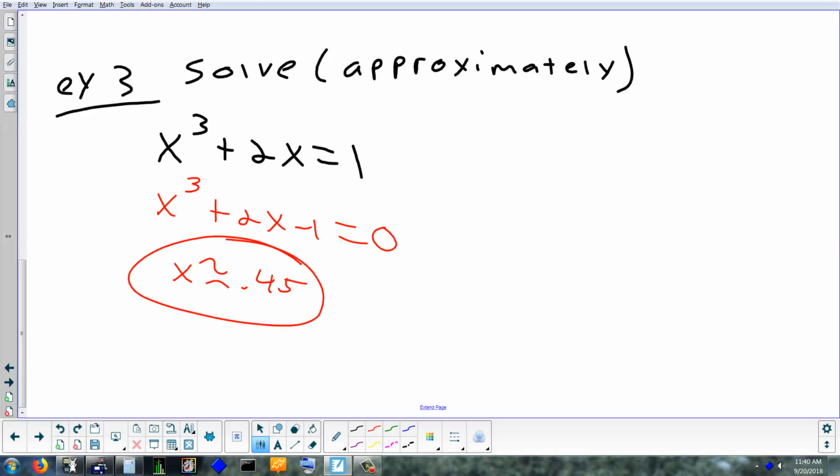And that would be one we don't even know how to do without a calculator. We have a formula when the highest exponent is a 2. It's the quadratic formula. We don't have a formula when the highest exponent is a 3 that we know. Is there one? Yep, there is. But it's usually not something that you learn in high school. So you'd have to use a calculator for that one. Okay, any questions on that?